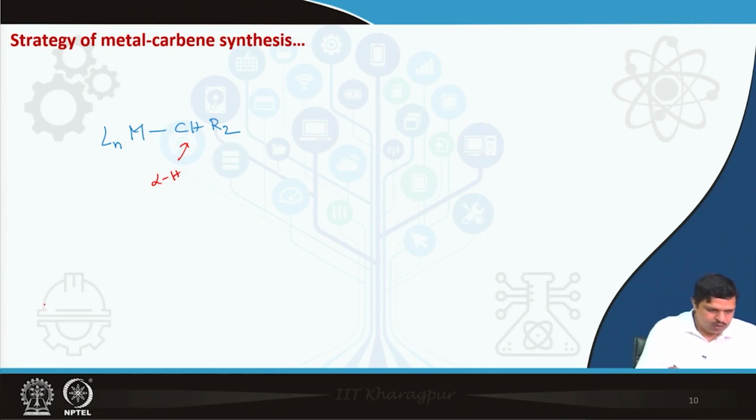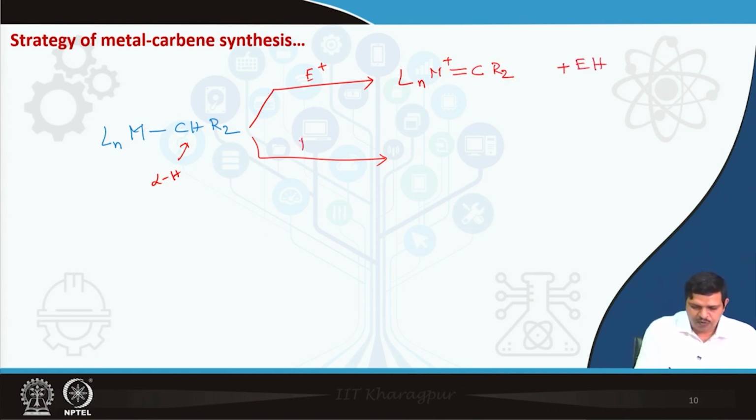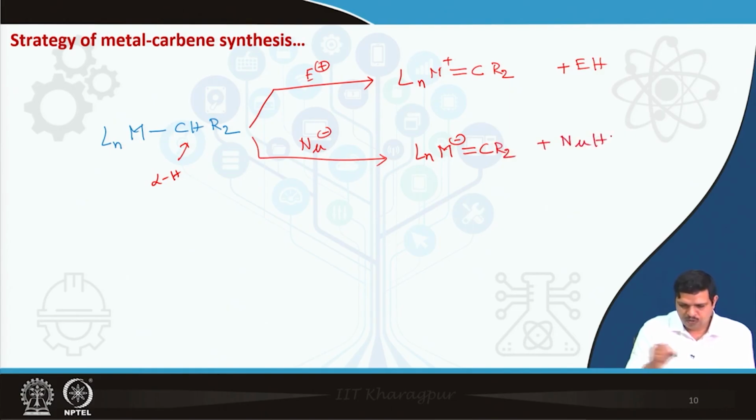Now what I am doing now, if I attack with an electrophile E plus, then what will be the reaction and the product? So you will get this kind of product, I am writing in a very general way, and you will get the EH. Now if you do it with a nucleophile, then what will happen? Ln M minus double bond CR2 and Nu.